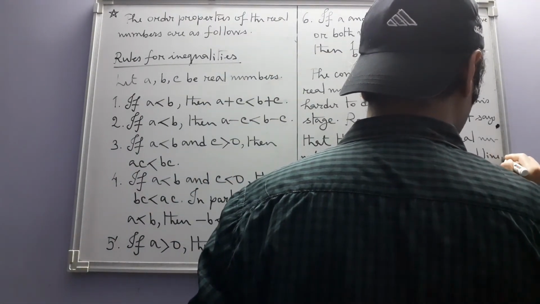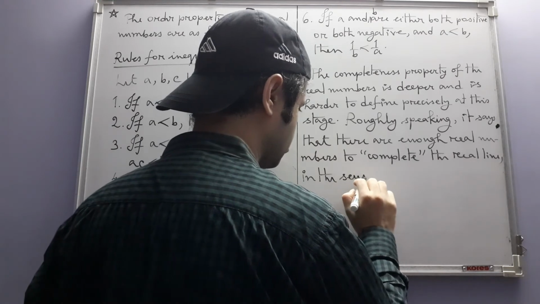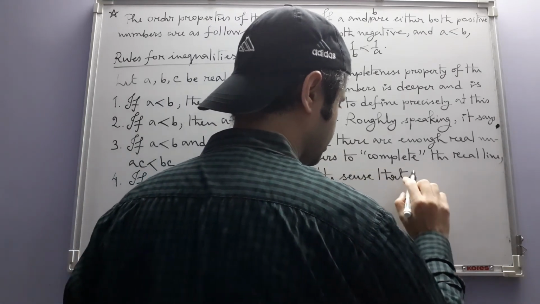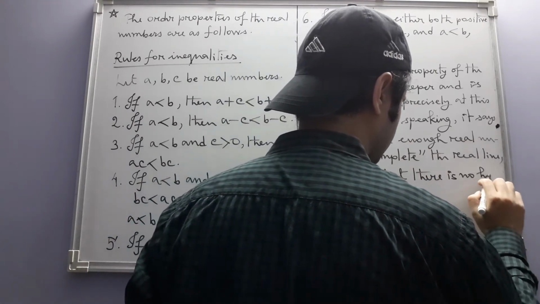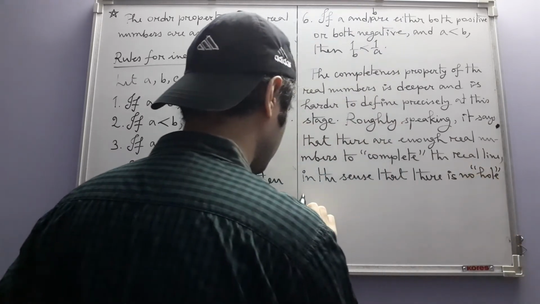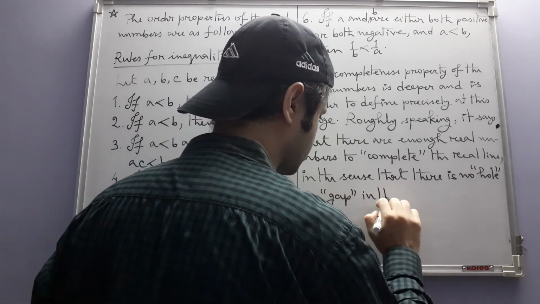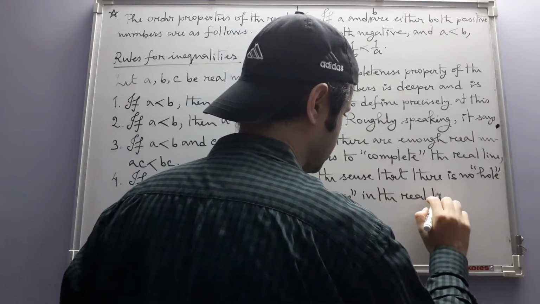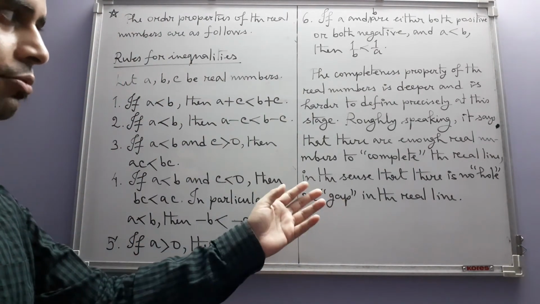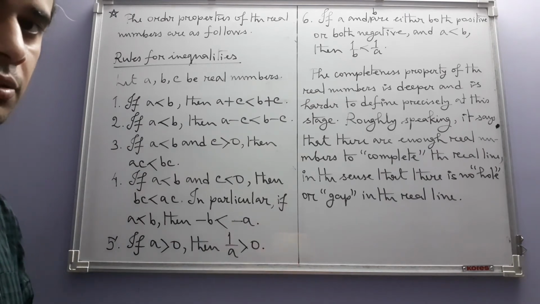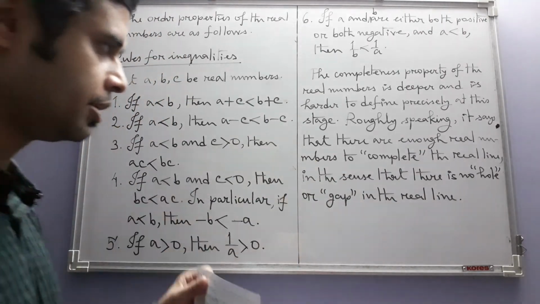Real numbers are complete, in the sense that there is no "hole" or "gap" in the real line. These terms are not mathematically precise, they are just here for us to get a feel for the thing, to roughly understand what's going on. That's why they have been put within quotes. Okay, within quotes.